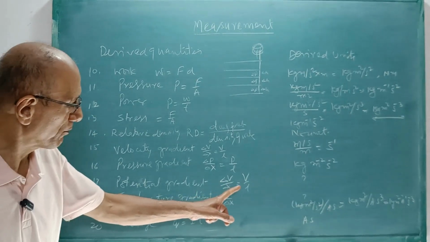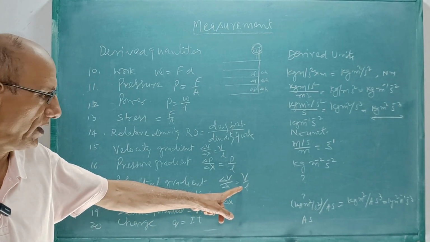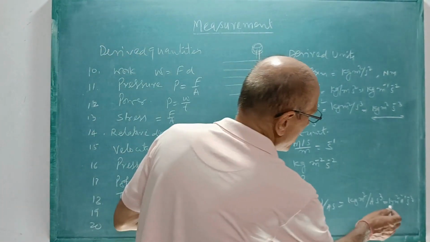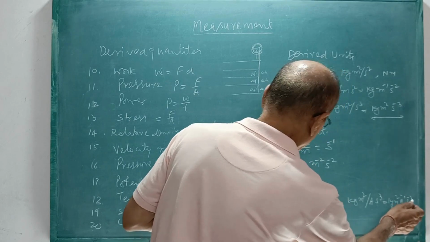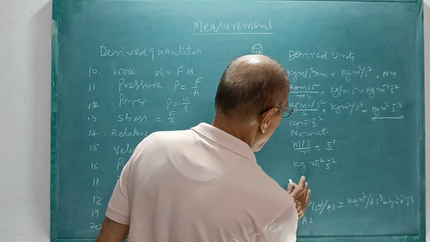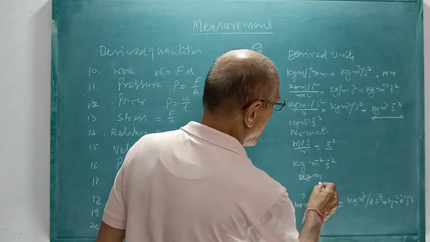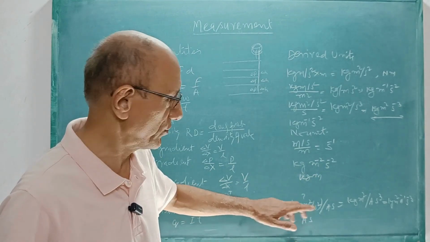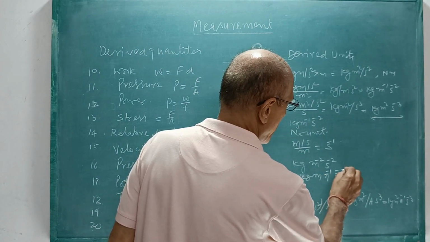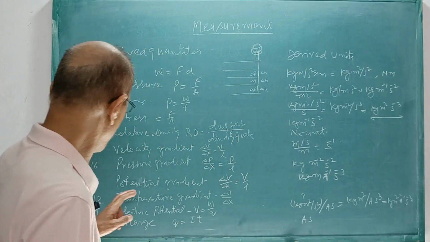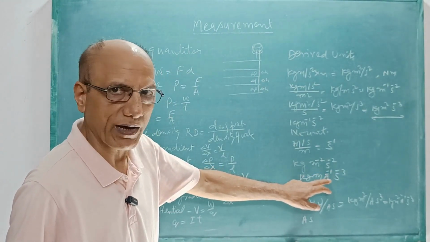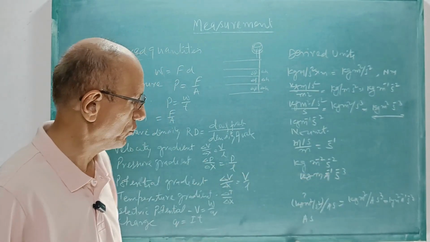Now, what about this potential gradient? I think you must have found it. Very good. So potential is kg meter square per ampere per second square. You have to divide it by length. Meter square will be cancelled with the meter, so it will be kg meter ampere minus 1 and second minus 3. So the potential gradient is kg meter ampere minus 1 second minus 3.